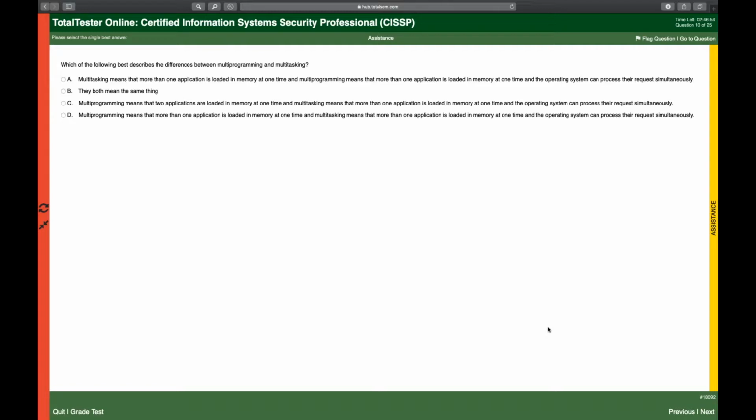Ready? Ready. Jeez, that's a lot to read through. All right, what do you got? I think it's Delta. Multitasking, Charlie. Oh goodness, I have no idea. Looking at Charlie, 2 applications are loaded in memory at one time versus 1 application loaded in memory at a time, and the operating system can process their requests simultaneously.